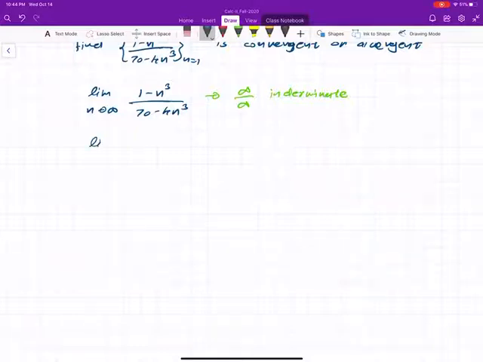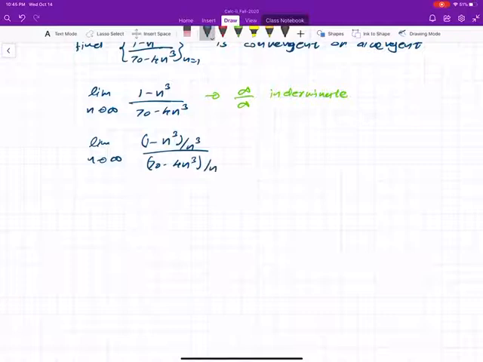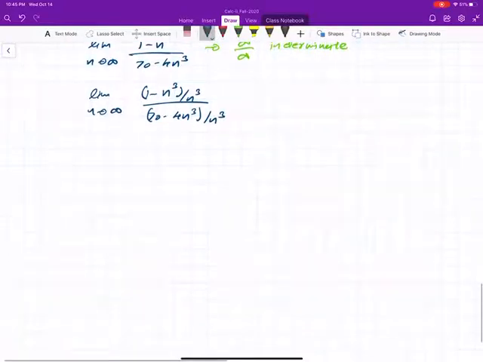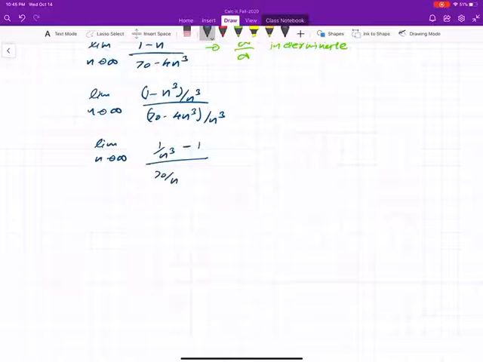I write this as limit n goes to infinity, and I write 1 over n to the power 3 over n to the power 3. Here I write 70 minus 4n to the power 3 divided by n to the power 3. Then you write limit n goes to infinity. For this one you write 1 over n to the power 3 minus 1. And here you write 70 over n to the power 3 minus 4.